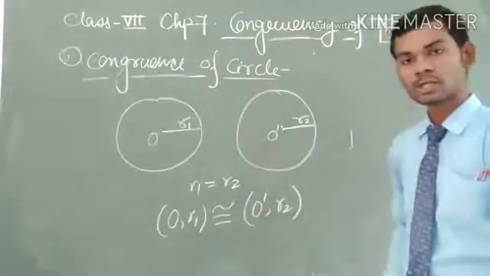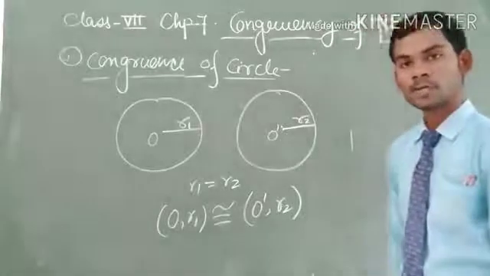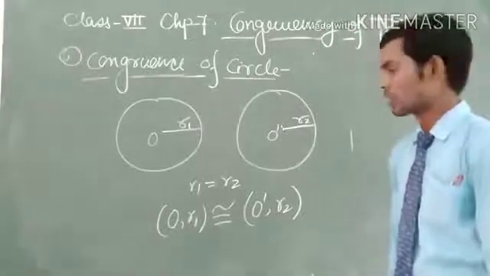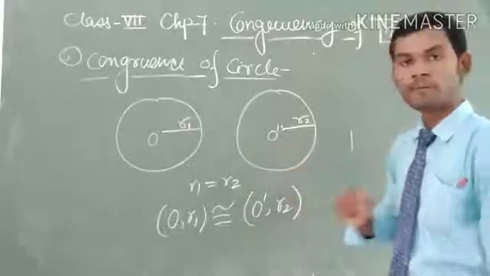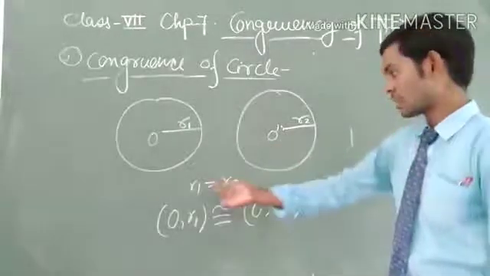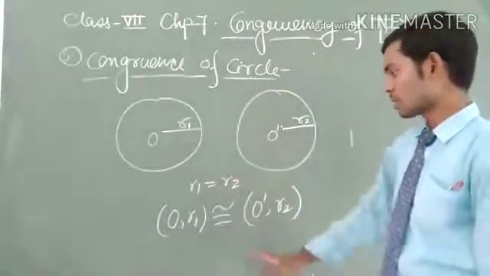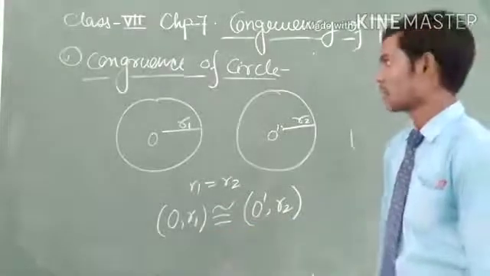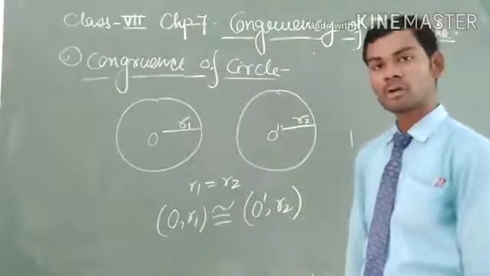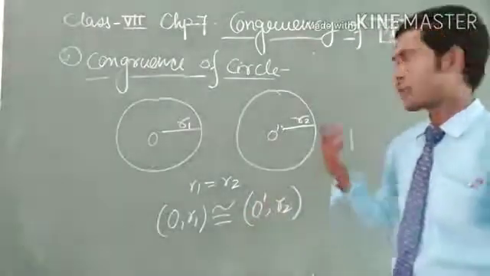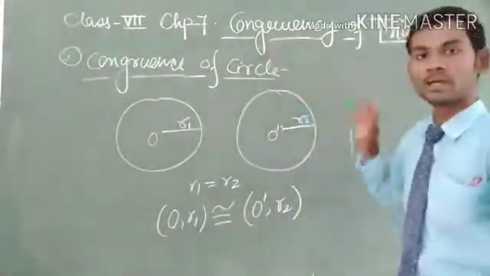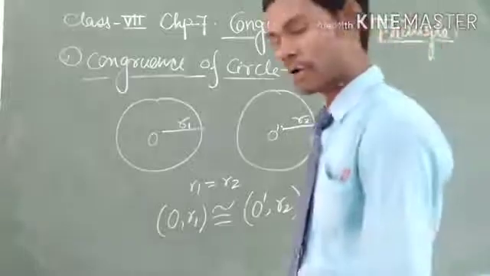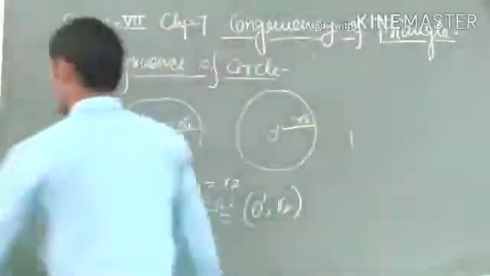So two circles are said to be congruent if they have the same radius or equal radius. And here in the figure, you can see that R1 is equal to R2. Therefore, these two circles are congruent. Now let's come back to our main topic, that is congruency in the triangle. So here let us see what congruency in the triangle is.